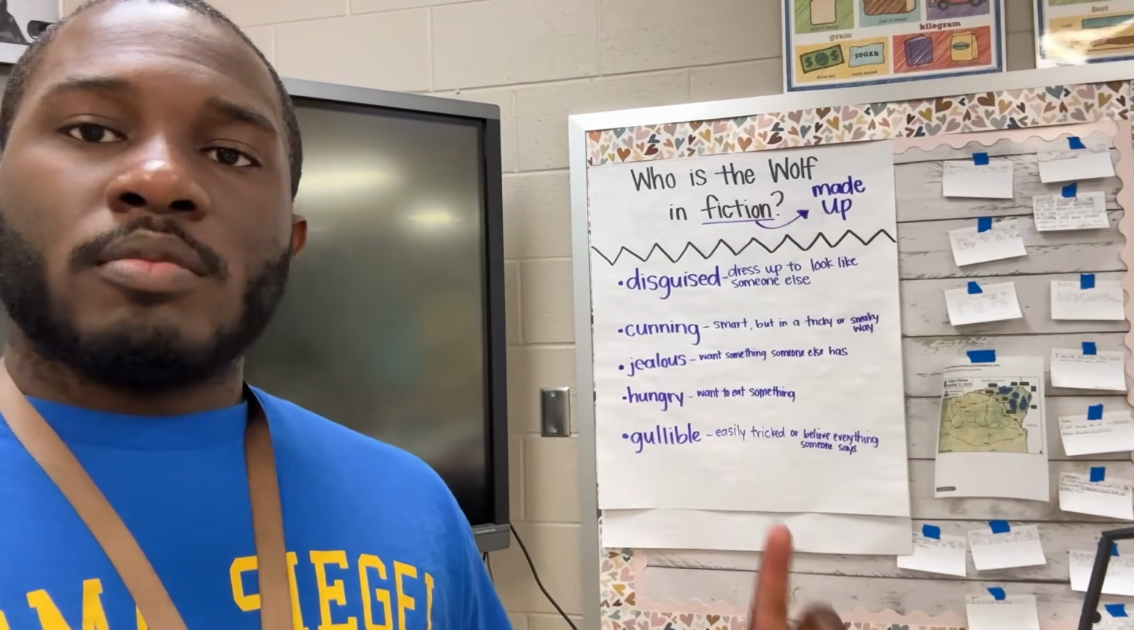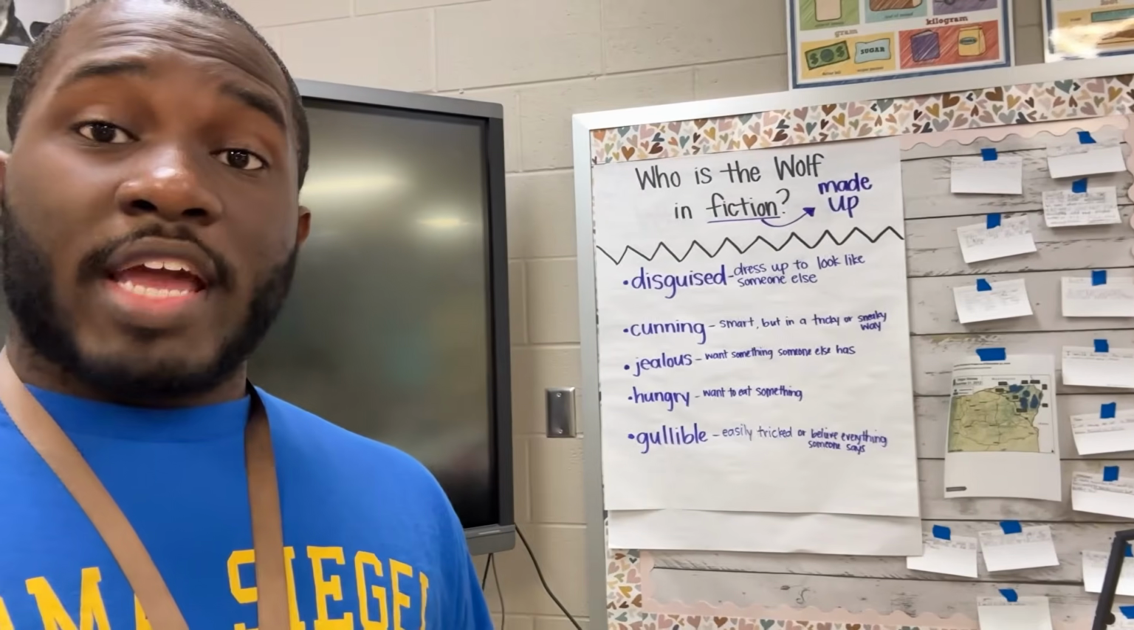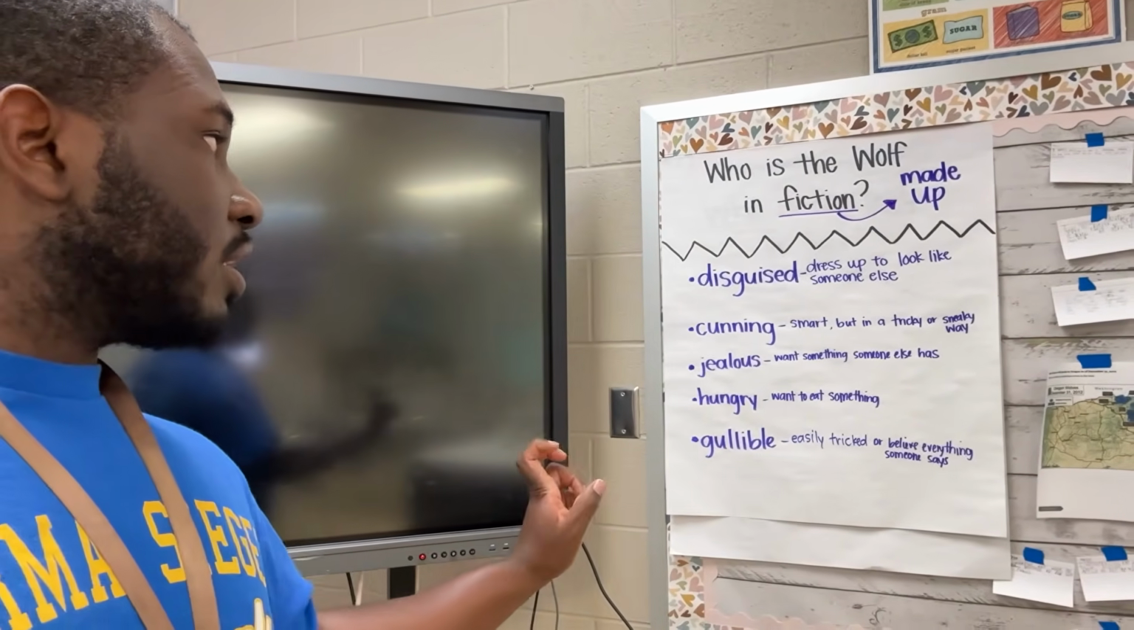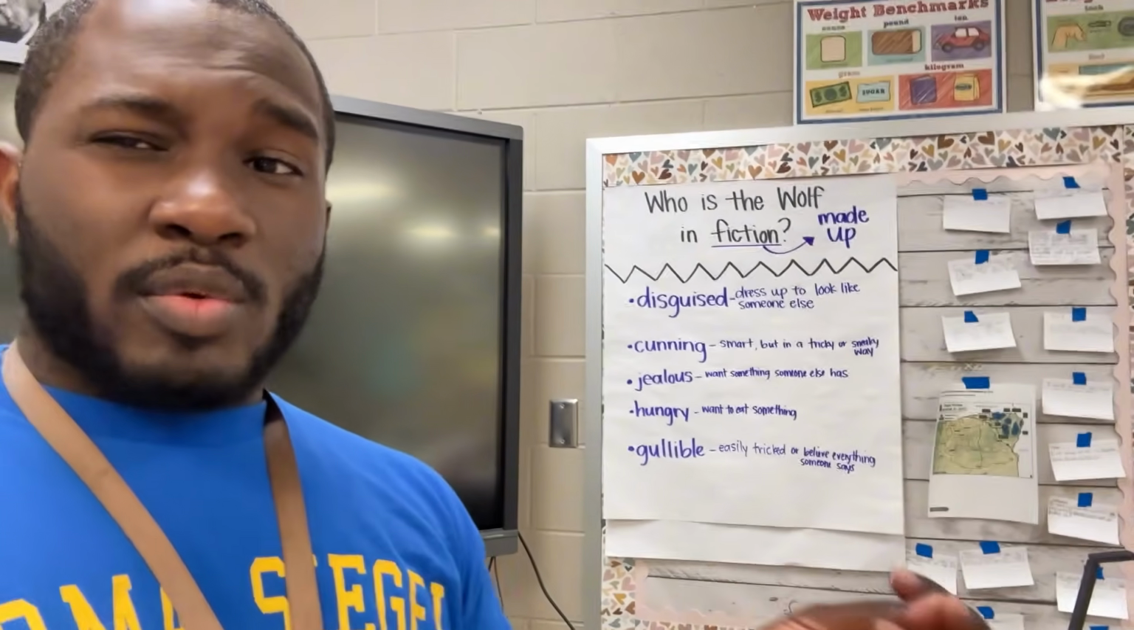So in ELA, we're also doing a little transition. The first 2 weeks, we talked about the wolf in fiction. So we read a bunch of different traditional stories, some fables, some folk tales that had a wolf as a character. And so we talked about, we're reading all these different books. What are some things that we notice about the wolf in every single book? What are some character traits that we come up with? And here are some traits that we came up with for the wolf in fiction. So we did disguised, cunning, jealous, hungry, and gullible, and we kind of wrote out what those meant.